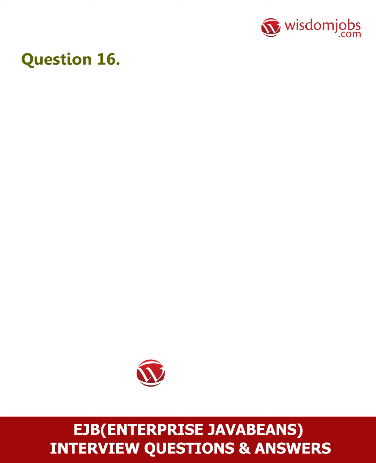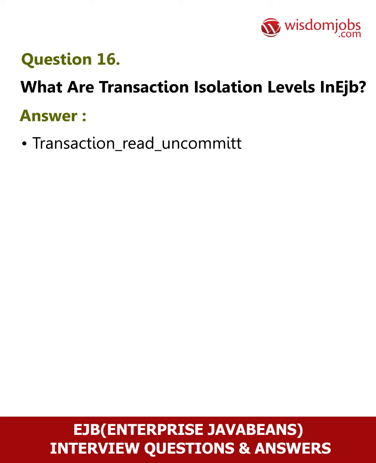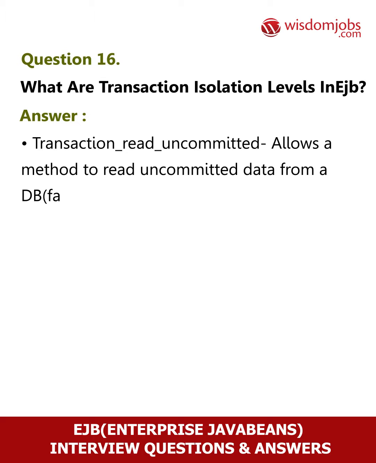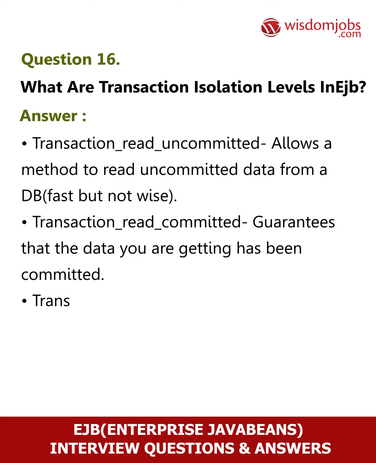Question 16. What are transaction isolation levels in EJB? Answer. TRANSACTION_READ_UNCOMMITTED allows a method to read uncommitted data from a DB, fast but not wise. TRANSACTION_READ_COMMITTED guarantees that the data you are getting has been committed.